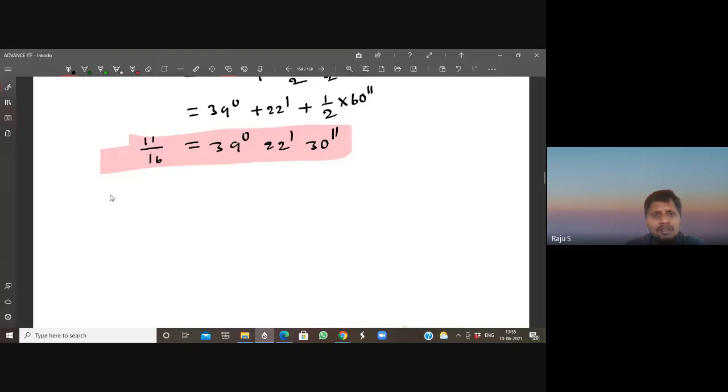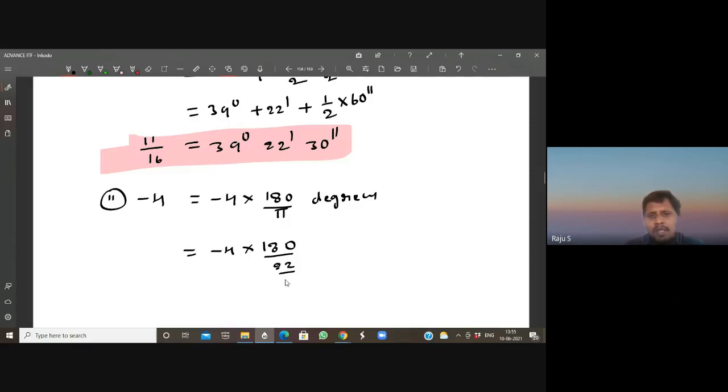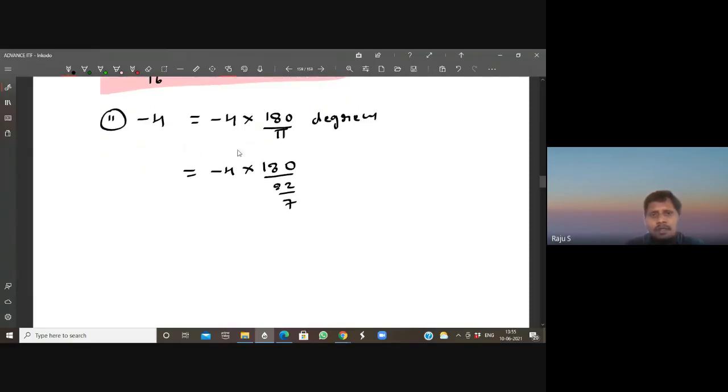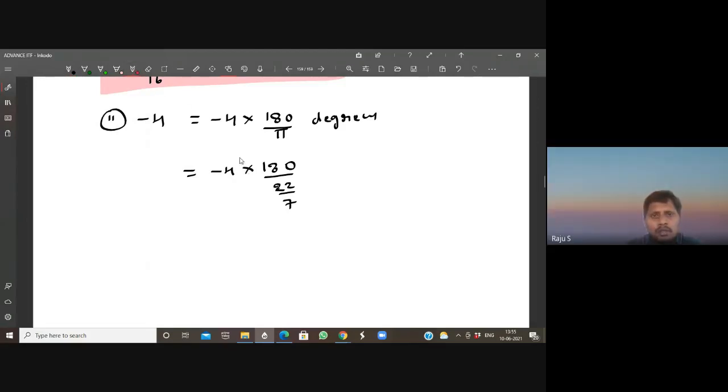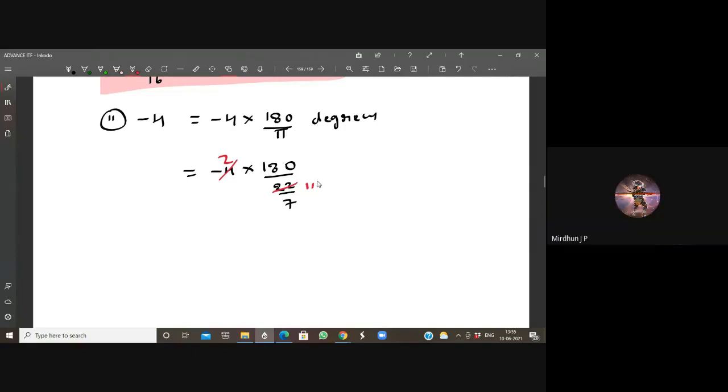Okay, -4 is there, second. -4 is equal to -4 into 180 by pi degrees. Am I right? Yes, sir. -4 into 180. This pi value is what? 22 by 7. Is it cancelled with any table? 22 and 4 will get cancelled. Okay, 2 2s are 2, 2 11s are 22. Sir, I think the answer is 2520 by 11, sir.